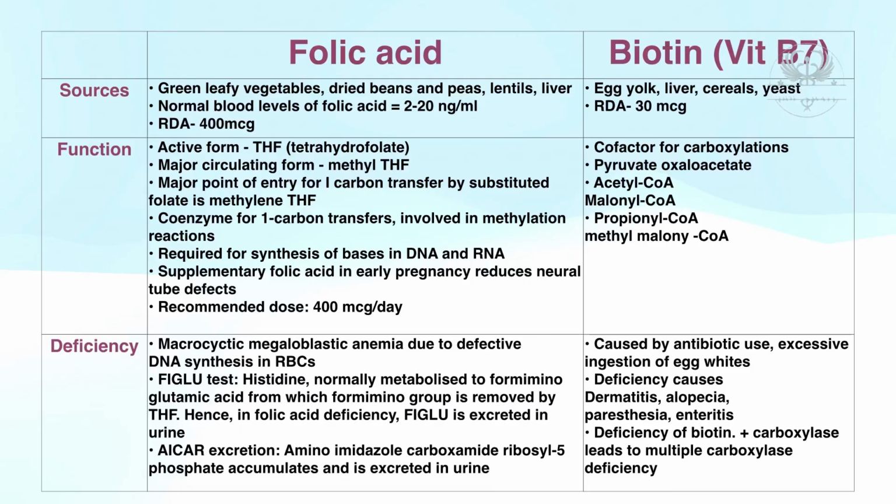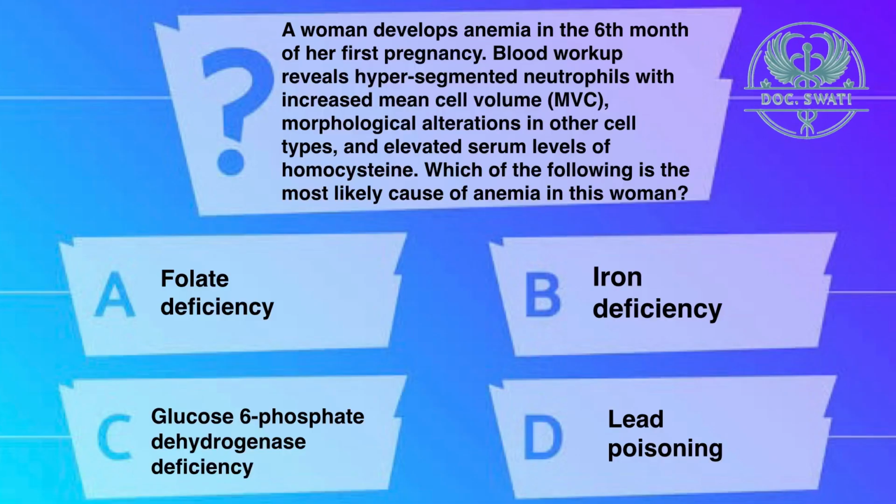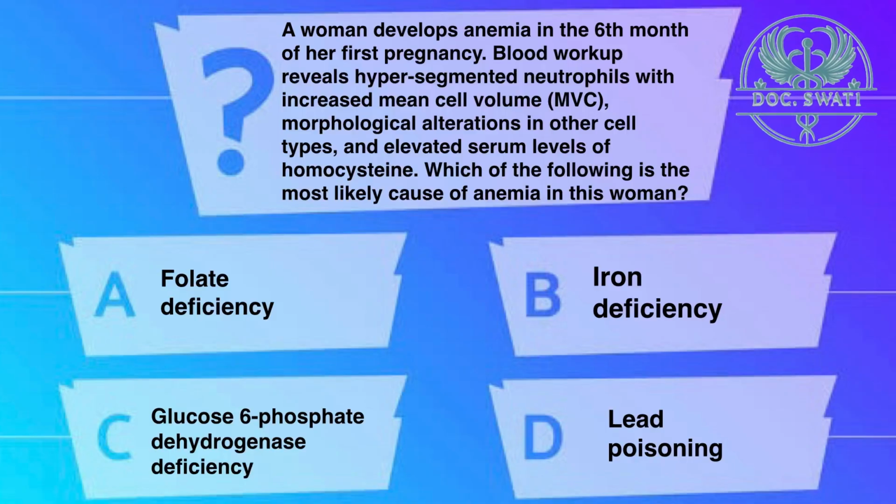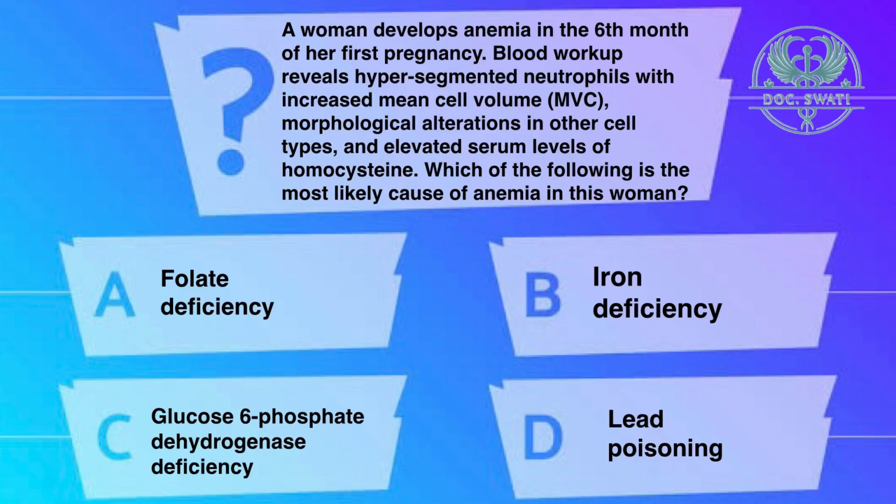Meanwhile, let's practice some MCQs. A woman develops anemia in the 6th month of her first pregnancy. Blood workup reveals hypersegmented neutrophils with increased mean cell volume, morphological alterations in other cell types and elevated serum level of homocysteine. Which of the following is the most likely cause of anemia in this woman?